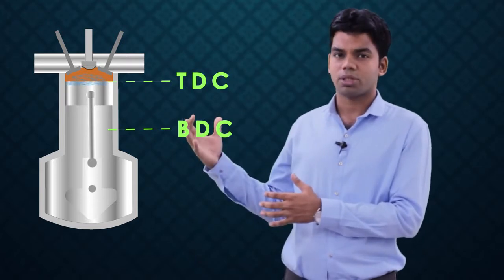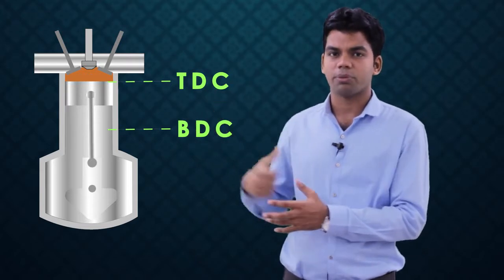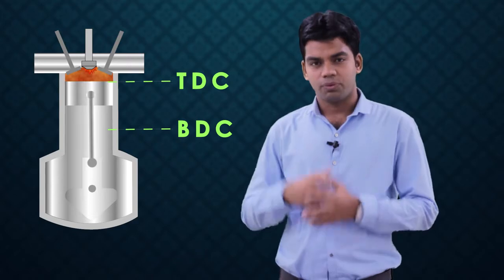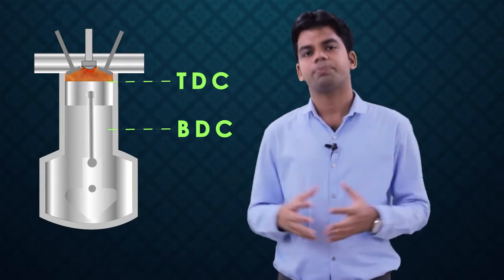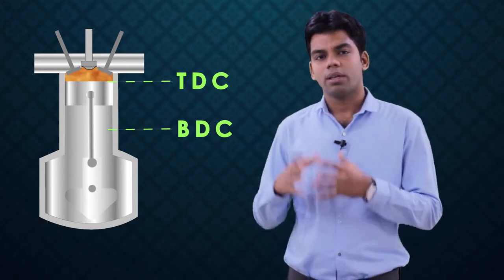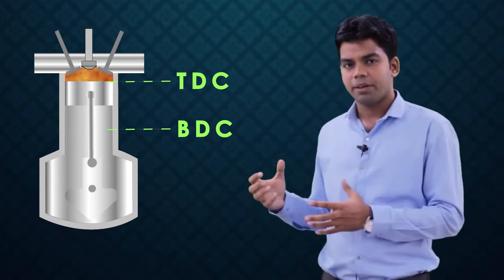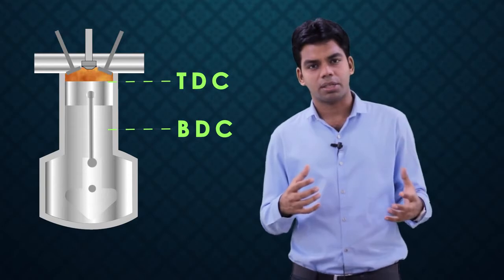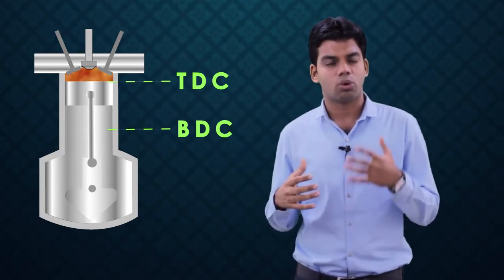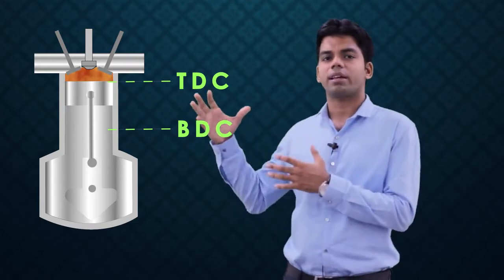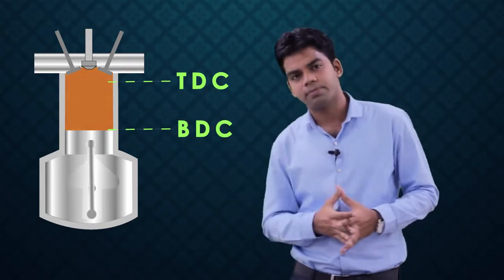At the end of this compression stroke, there will be a spark from the spark plug, which will cause the fuel air mixture inside the cylinder to get combusted, and then it will be expanded. There comes the third stroke, which is called the power stroke or the expansion stroke, and the piston will travel from TDC to BDC.